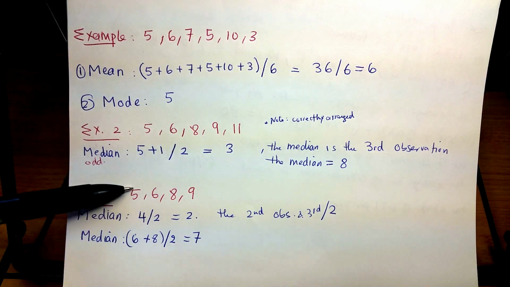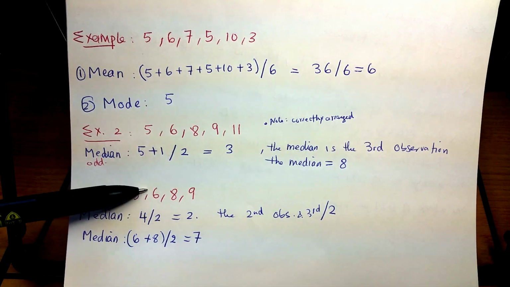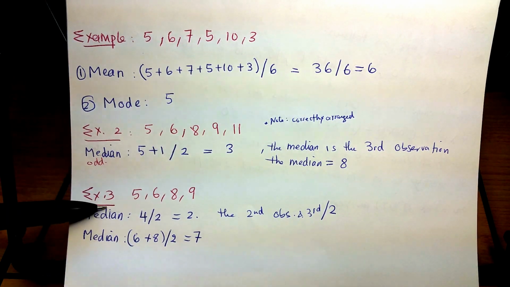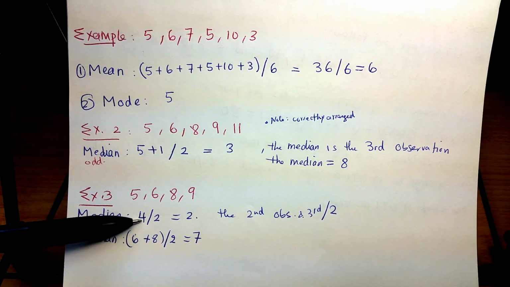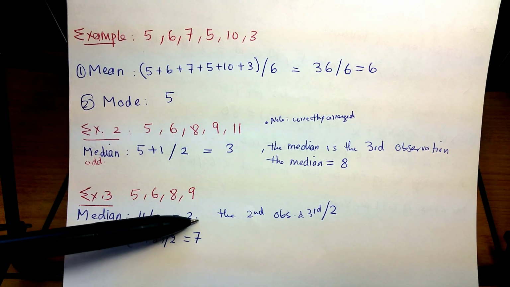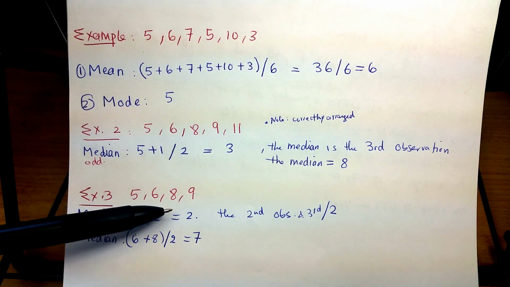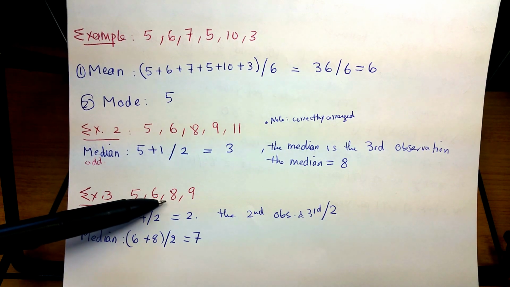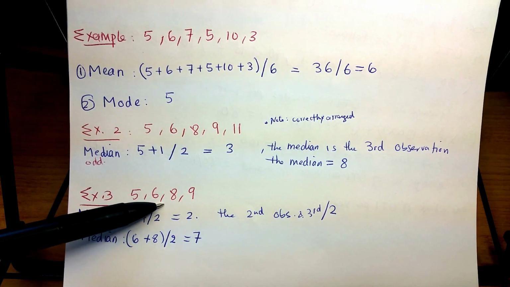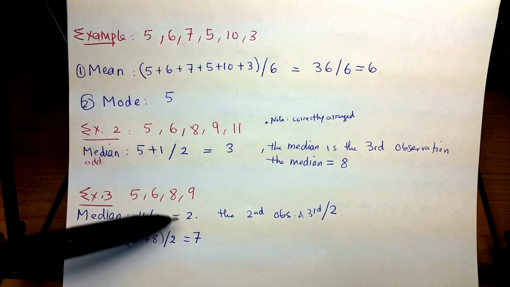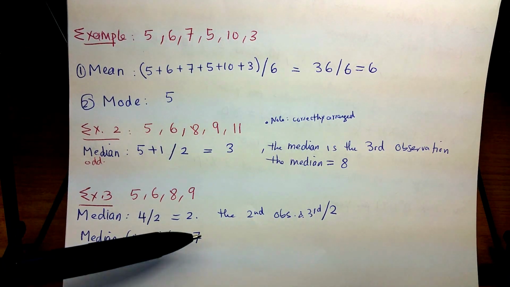While in the third example, we're asked about the median, but they're also arranged. If we divide the number 4 by 2, it gives us 2. So the second observation. So it's actually not the second observation, it's between the second and the third. So 6 plus 8 divided by 2, so it's number 7. The median is 7.